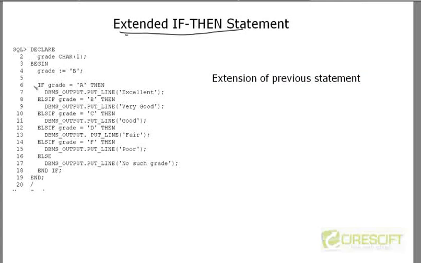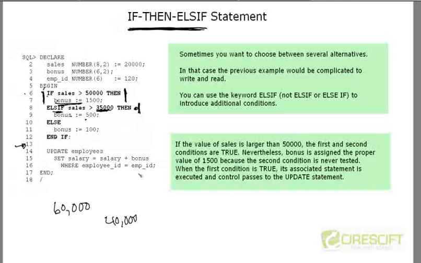The syntax from line number 6 to line number 18 is very self-explanatory. If grade is A, then do something, else if do something, else if do something, and so on. And if nothing happens out of this, then do this by default and get out of this block. So this is basically an extension of the previous statement that we have seen here.